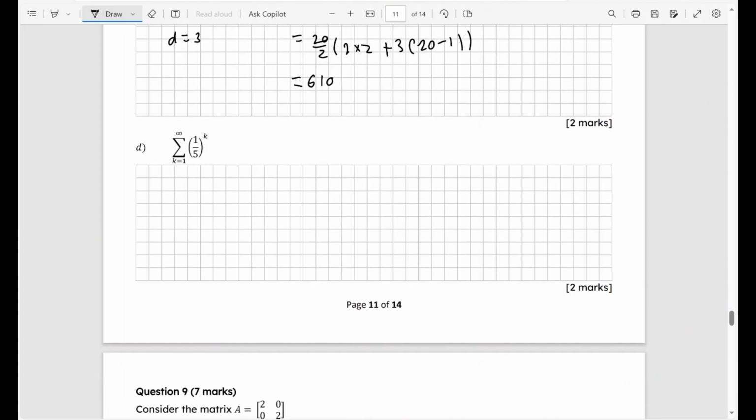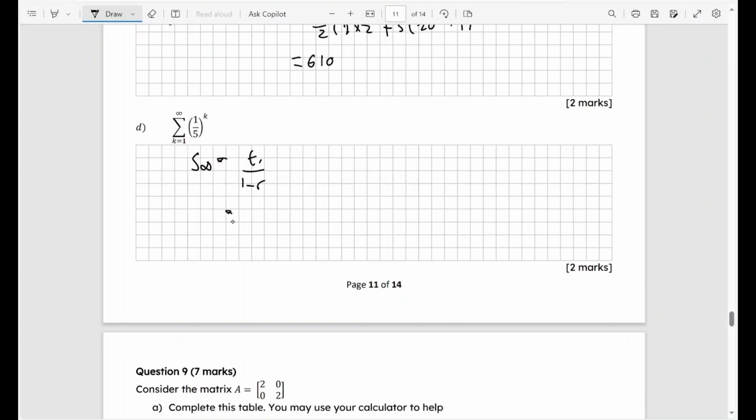610. 1/5 to the power of k, k equals 1 to infinity. So S infinity is T1 over 1 take R. T1's actually a fifth over 1 take a fifth, which is 1/5 over 4/5, which is a quarter.